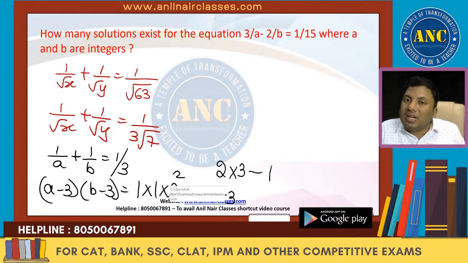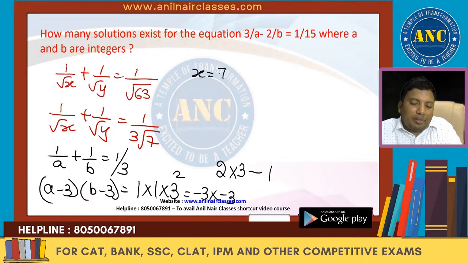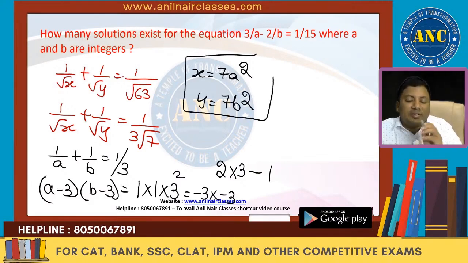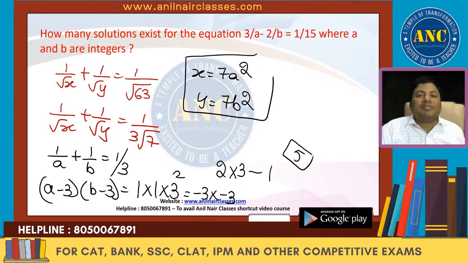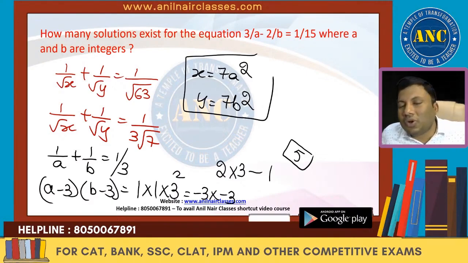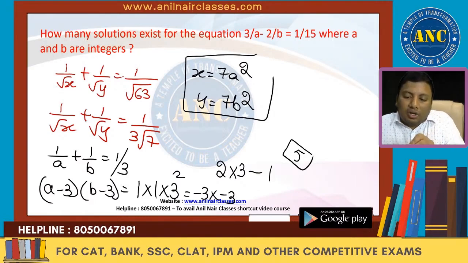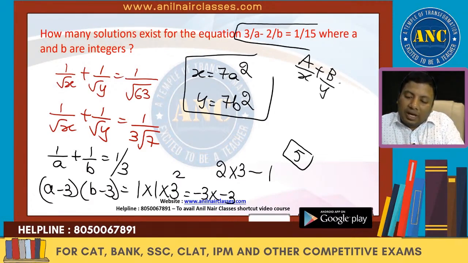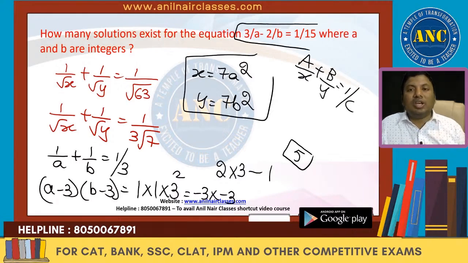A is 0, B is 0. X will be, X is nothing but 7a square. Y is nothing but 7b square. I hope you understood why it is 7a square and 7b square. 6 minus 1, the answer is nothing but 5 values. Very easy. Once you know the logic, it is very easy. So not only how to solve the equations where A and B could be positive, A and B could be negative also. The answer will not change.